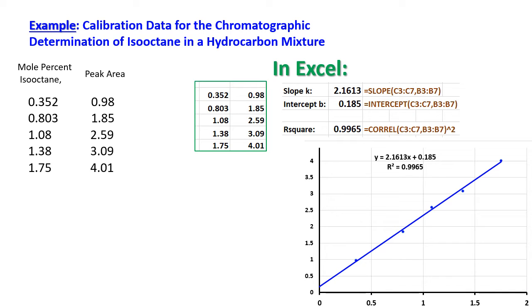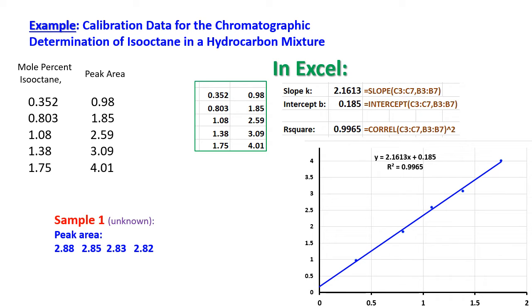So first, we have our example we were looking at before for calibration data for chromatographic determination of isooctane in hydrocarbon mixture. So we had 5 calibration points. Peak area from chromatogram was collected as a function of mole percent of isooctane. Then we did calibration in Excel, getting slope and intercept. Now, how can we use this data?